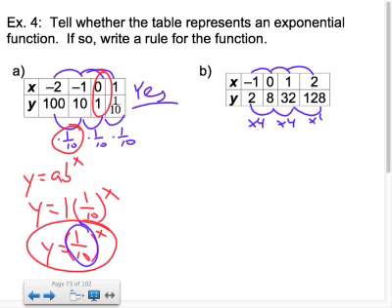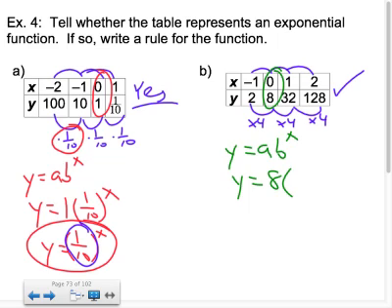Here to here, times 4. Check. That is an exponential as well. Y equals a times b to the x. The a, remember, when x is 0, what's y? It's 8. What's your b? The multiplier. There's your function.